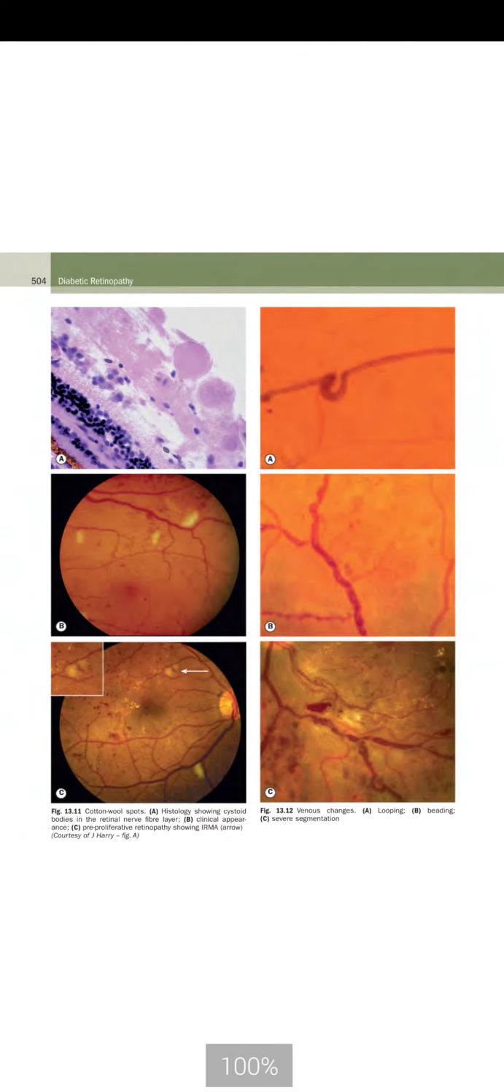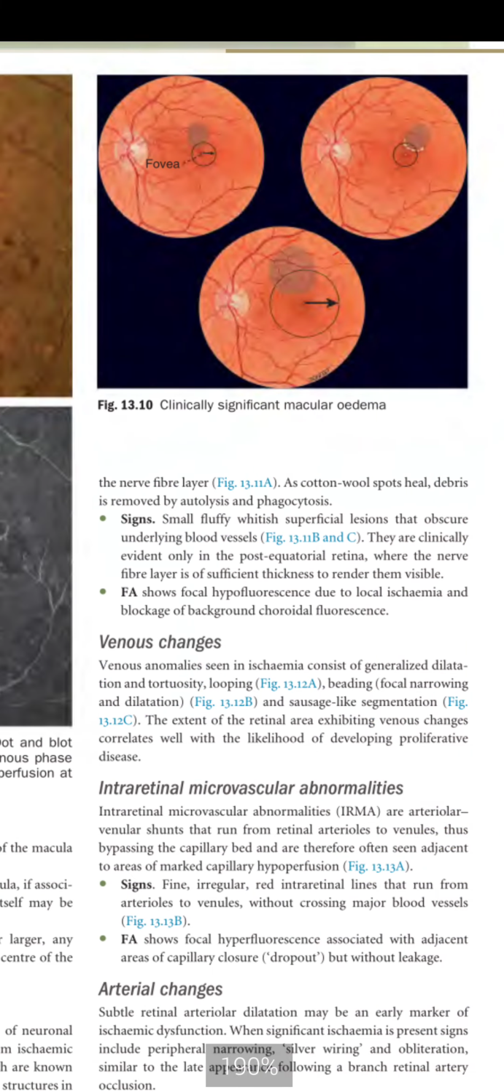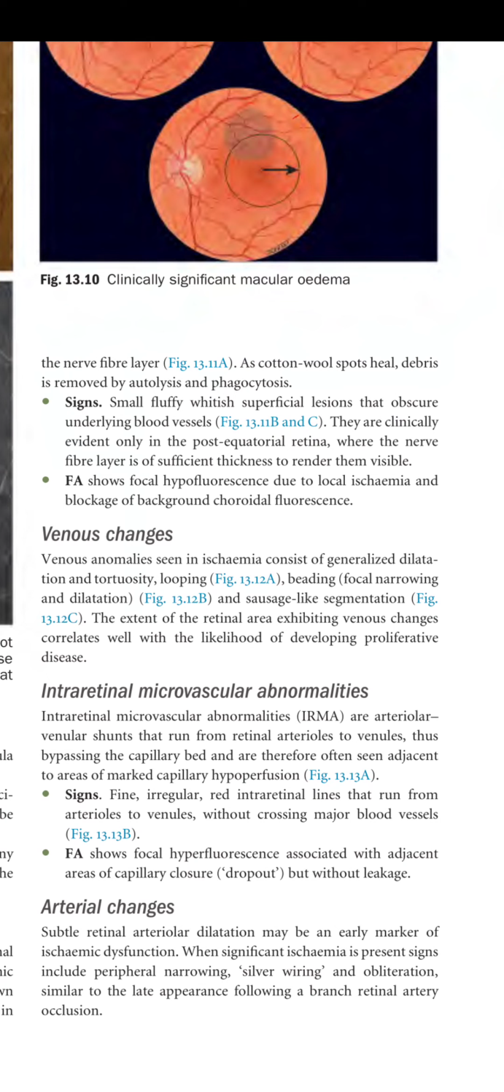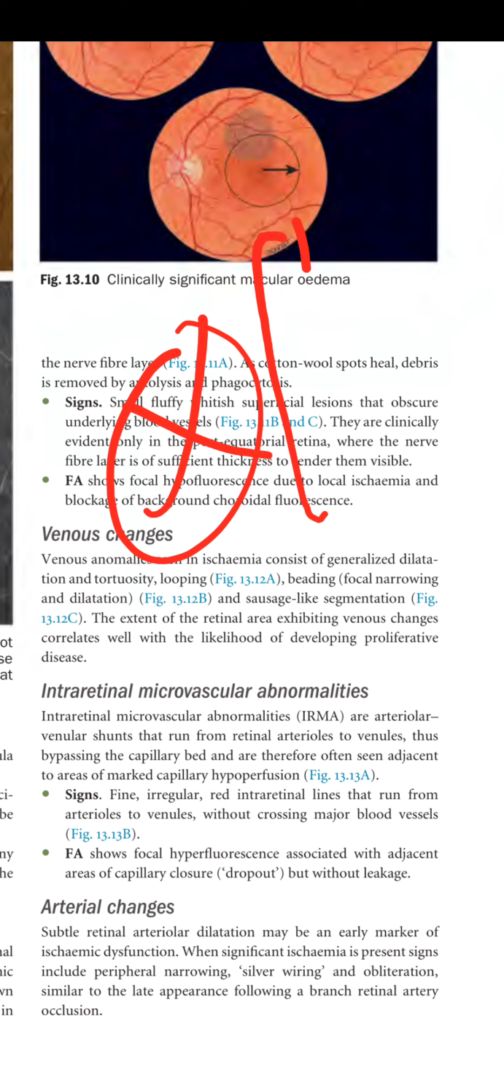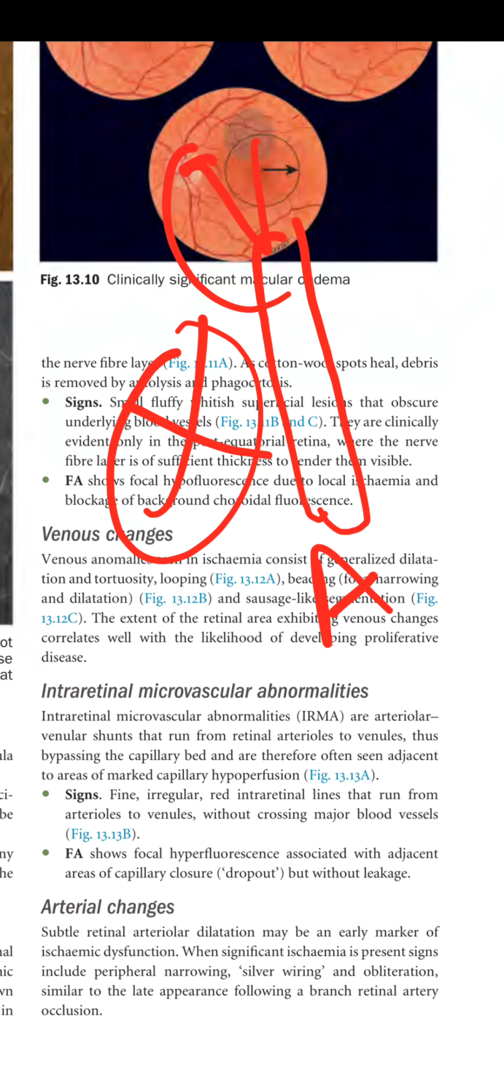Next is the intraretinal microvascular abnormalities, which is known as IRMA. Intraretinal microvascular abnormalities are the arteriolar venular shunts that run from the retinal arterioles to venules, bypassing the capillary bed, and are therefore seen adjacent to areas of marked capillary non-perfusion. So when the capillary areas are non-perfused, there is a development of a shunt between the retinal arteries and retinal venules.